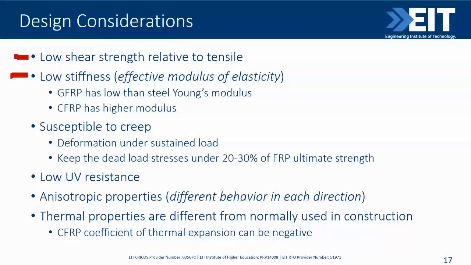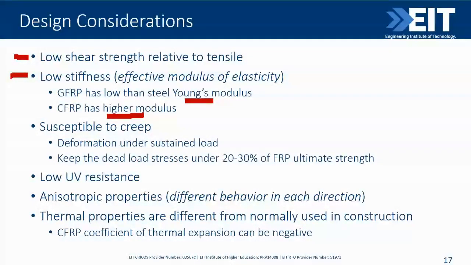We can see this, the effective modulus of elasticity, low stiffness in the composites in comparison to steel. We're talking about very strong, very high strength, but the stiffness is not that high. So GFRP has lower than steel Young's modulus, CFRP higher, but not significant. We didn't cover this because, well, we only have 1 hour, so I skip some parts.